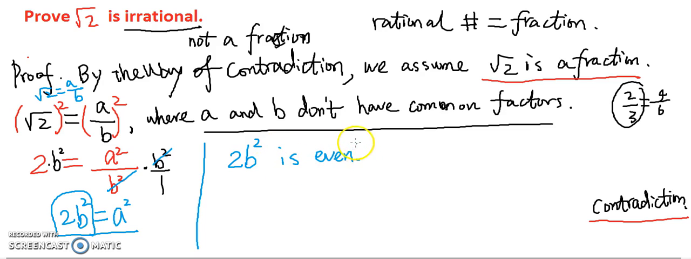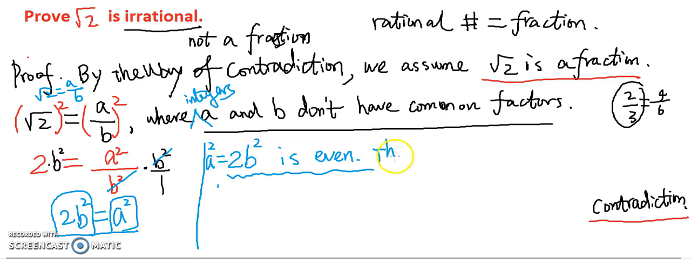Just an observation. By the way, I also need to mention a and b here, they're both integers. So a and b cannot be decimals. And since a squared is equal to 2b squared, we're going to switch the left side and right side: if 2b squared is even, then a squared is even. If a squared is even, then we know a has to be even.